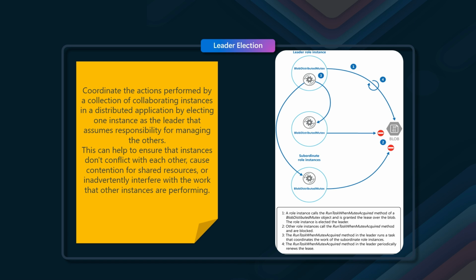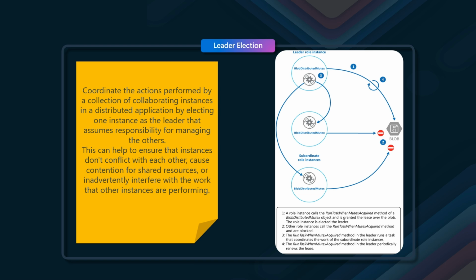So let's take a look at leader election. So a typical cloud application has many tasks acting in a coordinated manner. These tasks could be all instances running the same code or requiring access to the same resources, or they might be working together in parallel to perform the individual parts of a complex calculation. The task instances might run separately for much of the time, but it might also be necessary to coordinate the actions of each instance to ensure that they don't conflict, cause contention for shared resources, or accidentally interfere with the work that other task instances are performing.